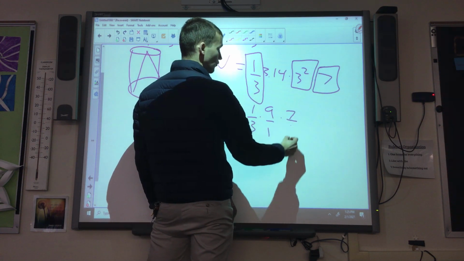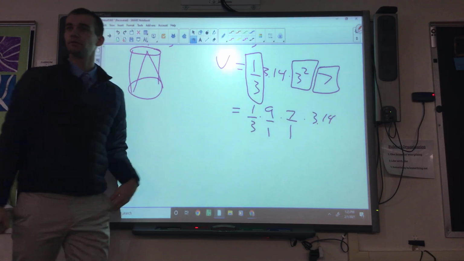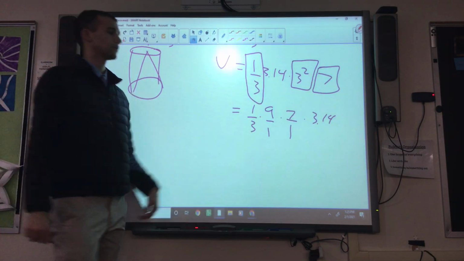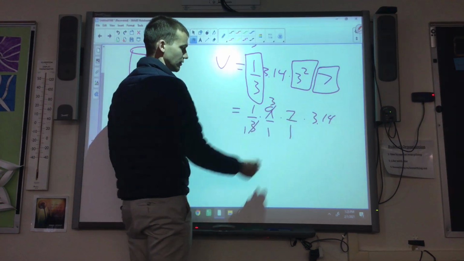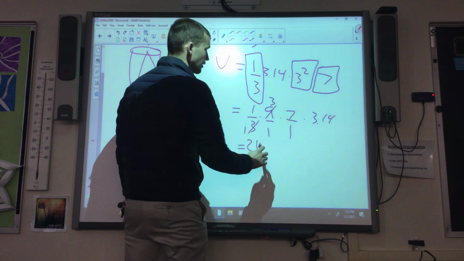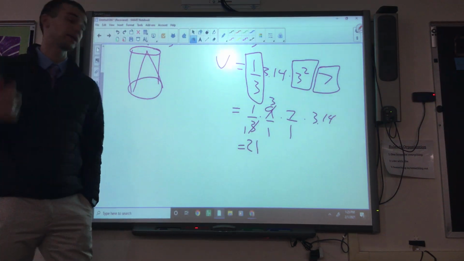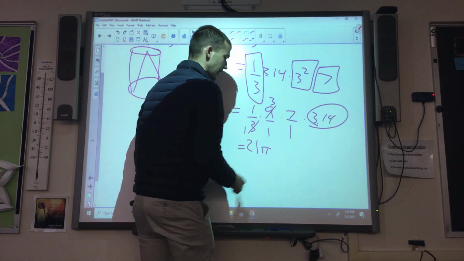I'm going to put each of these over 1 times 3.14. What can I do with these? You can, yep, cancel it out. 3 times 7 is 21. Now, here in your book, they do have the example. Instead of putting 3.14, they put 21 pi.